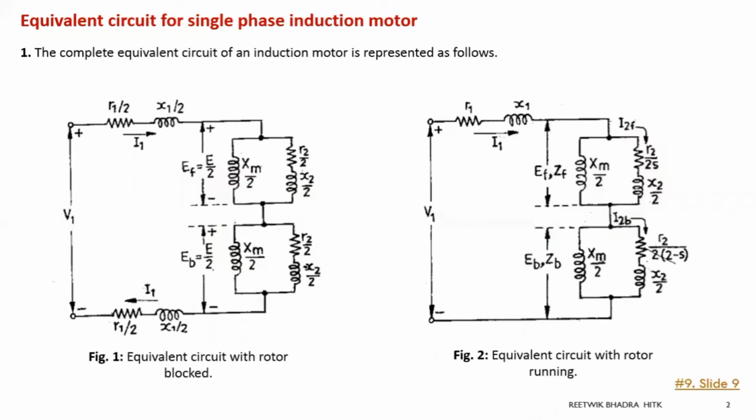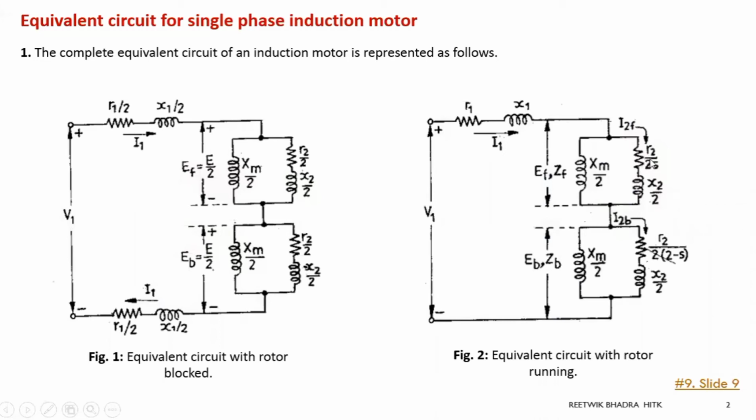Now, what we have to do next is some calculation. From this equivalent circuit, you will be given problems. So the first thing we have to do is calculate the forward impedance, that is the impedance in this parallel path. The second thing is to calculate the backward impedance. Then I calculate the total impedance, which is R1 plus JX1 plus ZF plus ZB, and if I do V1 by total Z, I can get I1, so I can get my stator current. So the first step will always be to calculate your ZF and ZB.